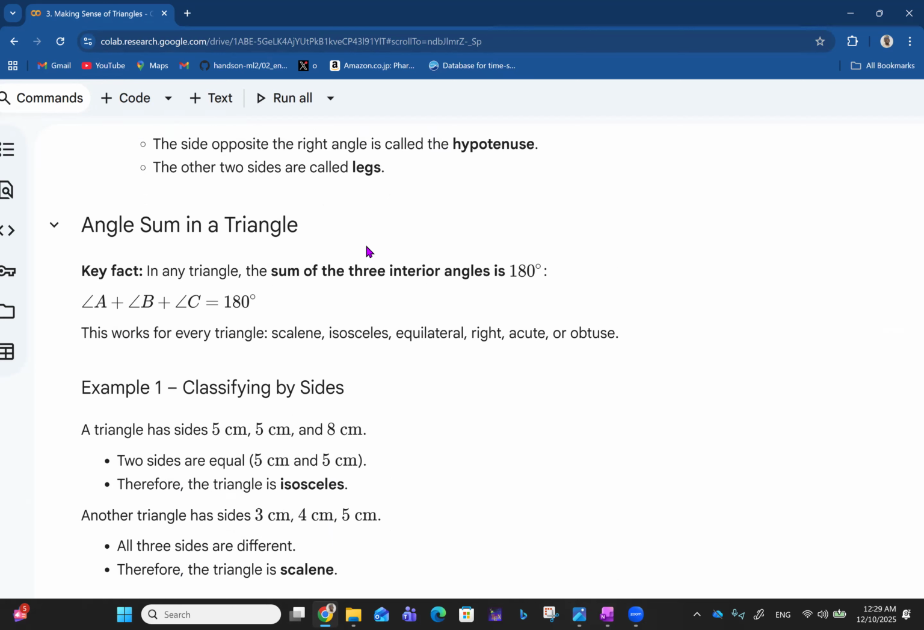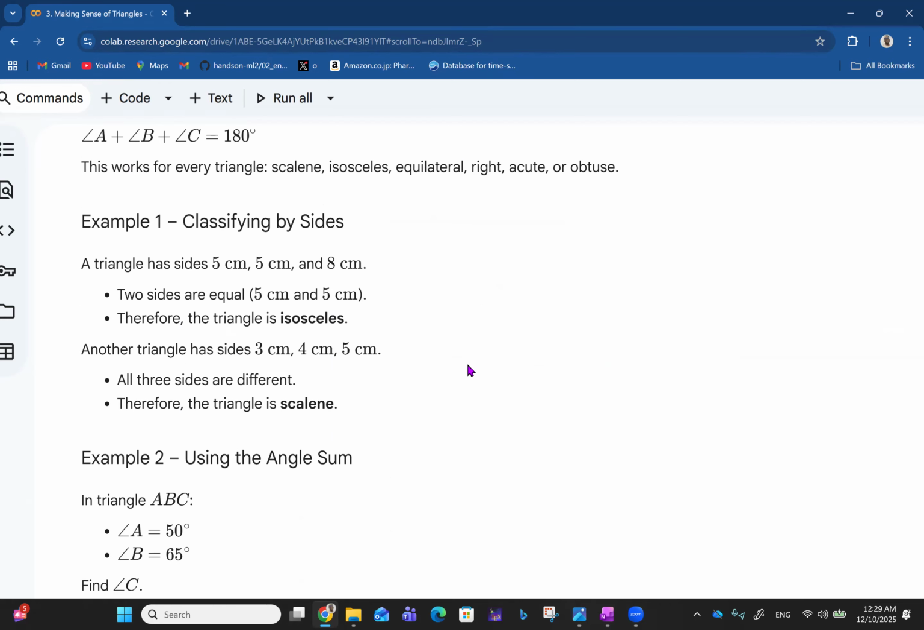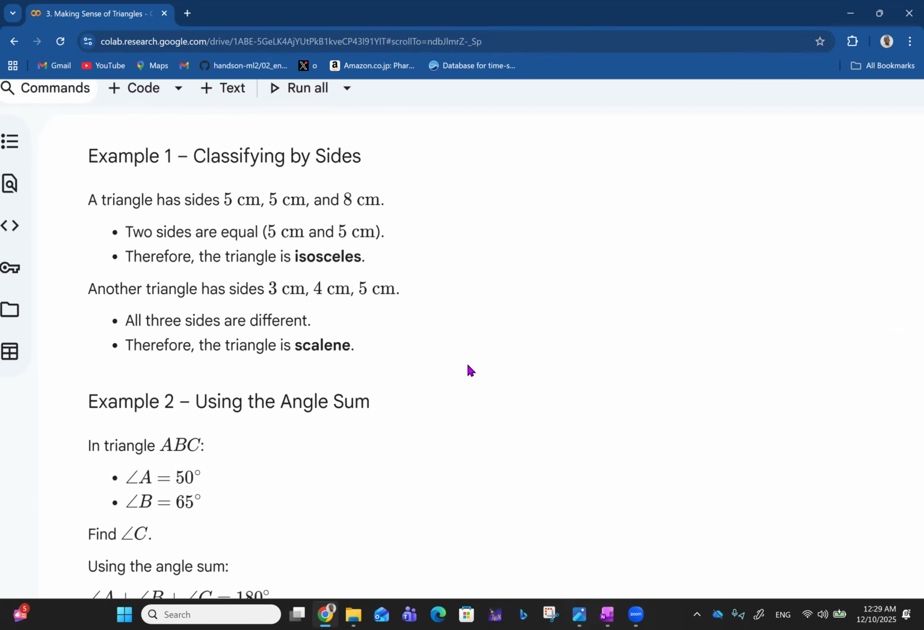In any triangle, the sum of the three interior angles is 180 degrees. So that's angle A plus angle B plus angle C is 180 degrees. That's what I've demonstrated already. This works for every triangle, whether it is scalene, isosceles, equilateral, right, acute, or obtuse. Okay. Then talking about classifying by sides now.